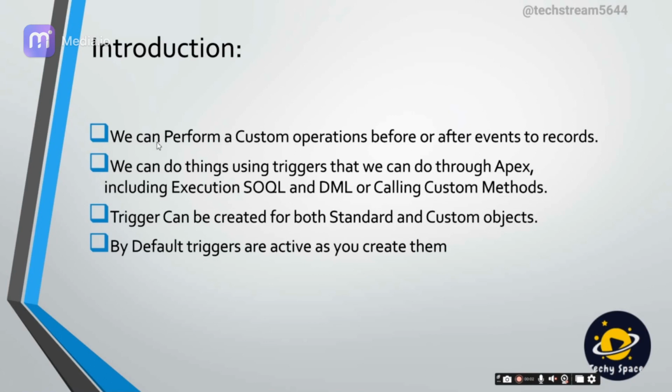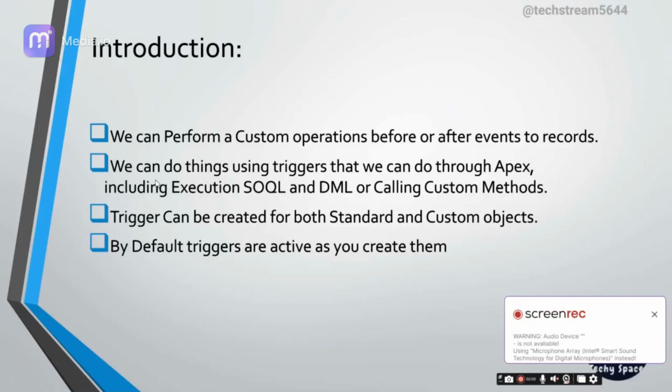The first point is that we can perform custom operations before or after events to the records. This means triggers provide two events: one is before and the other is after.